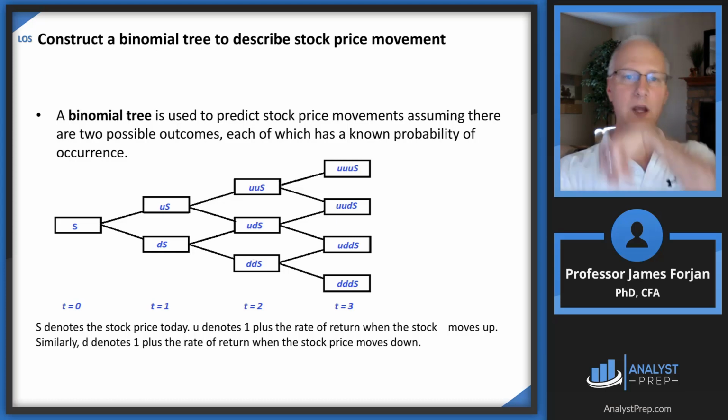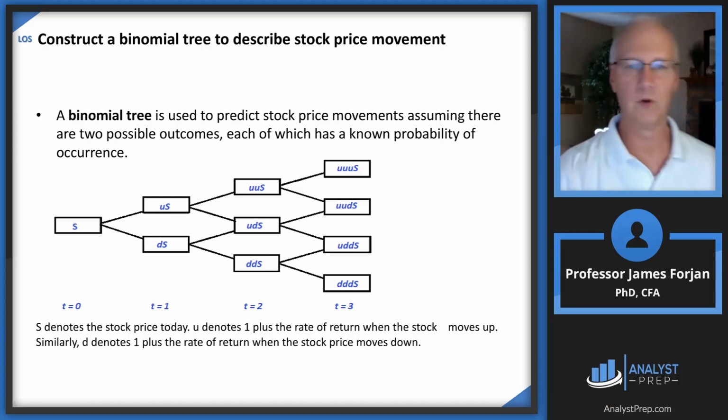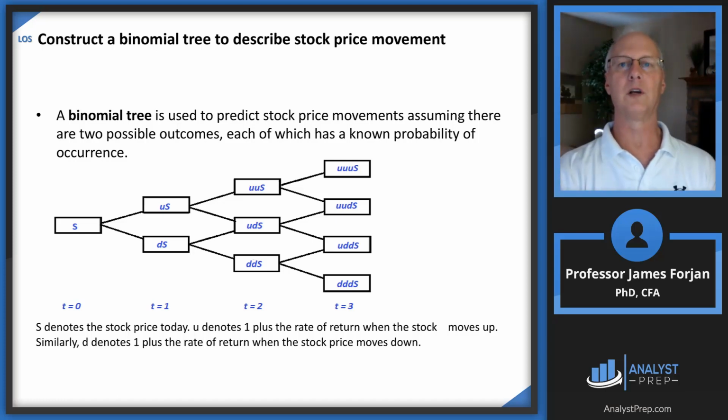Now, the good news here is that all we have to do in this LOS is construct a tree. So what we're going to do is start at the bottom and identify the different nodes. So time equals 0, that's one node. Time equals 1, 2, and 3. So those are 4 different nodes.